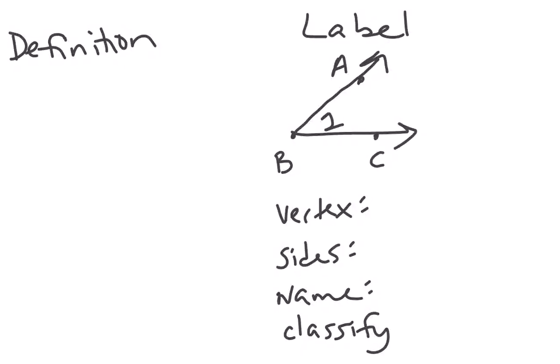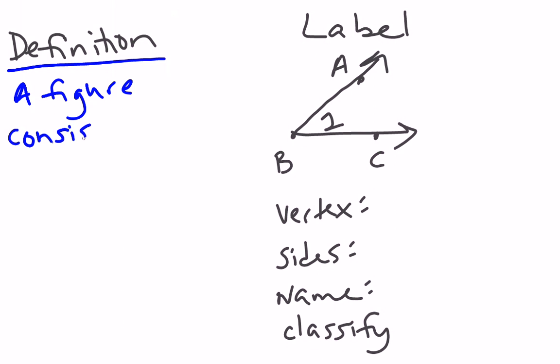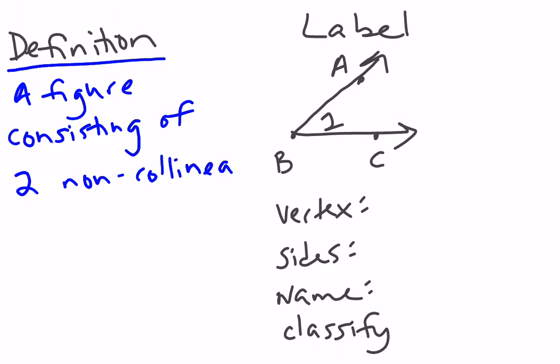We've spent some time talking about segments and different problems with segments, and now we're going to spend some time talking about angles. So first we need to start with the definition of an angle, and this is on your full sheet that you got in class today. The definition of an angle is a figure consisting of two non-collinear rays with a common endpoint.